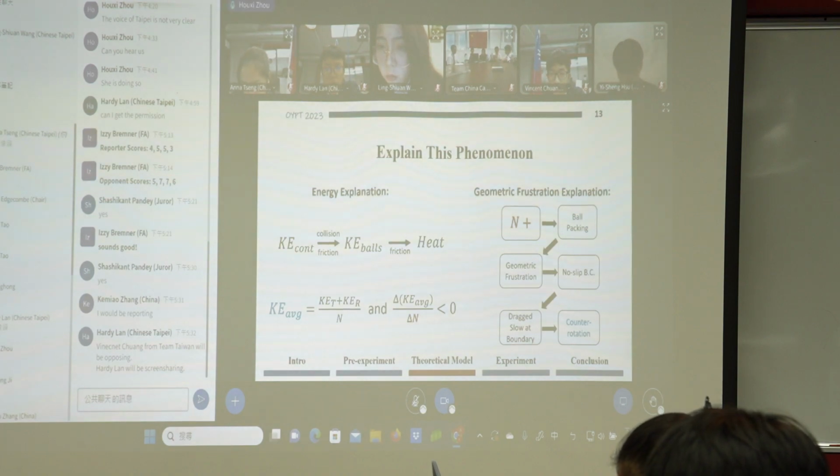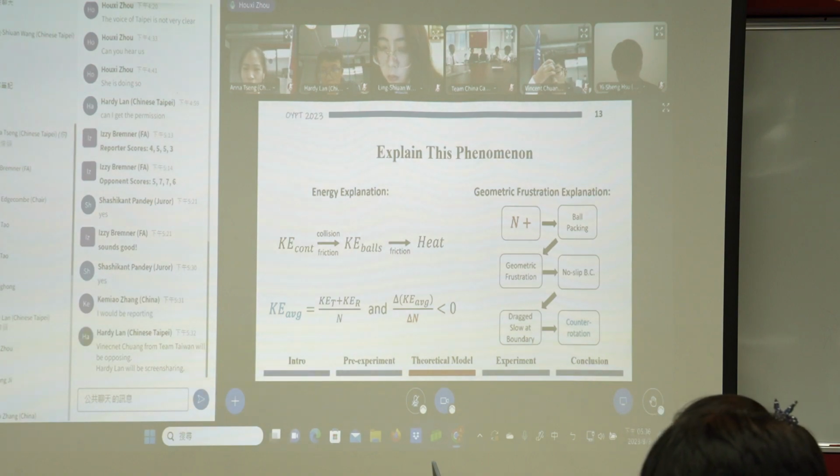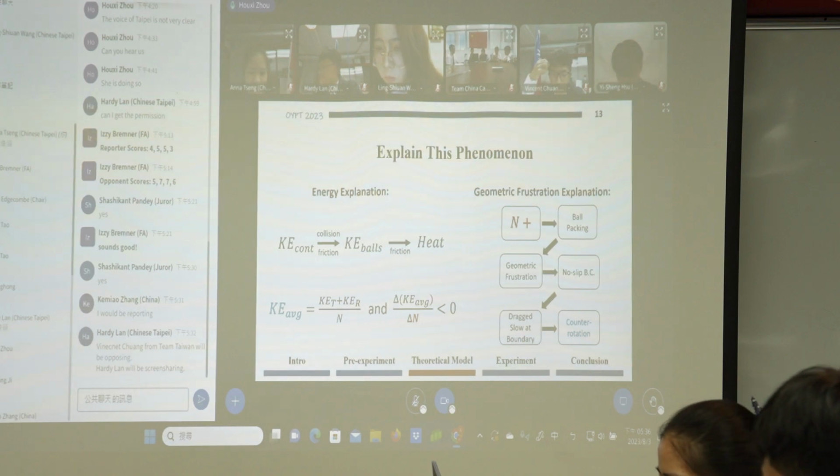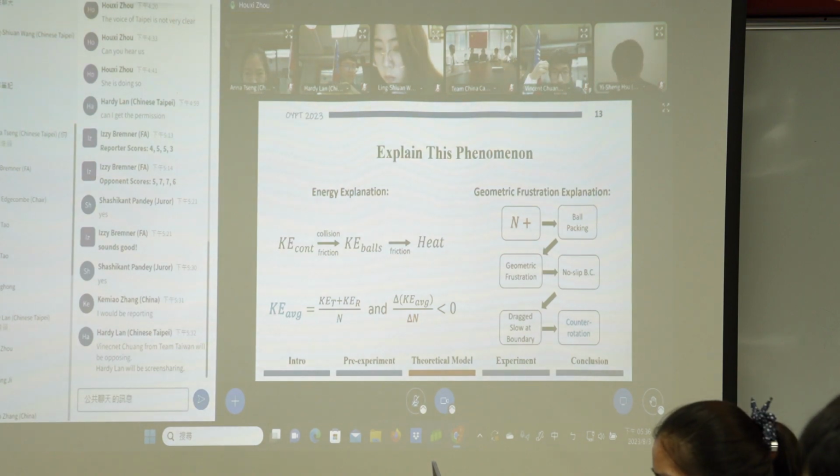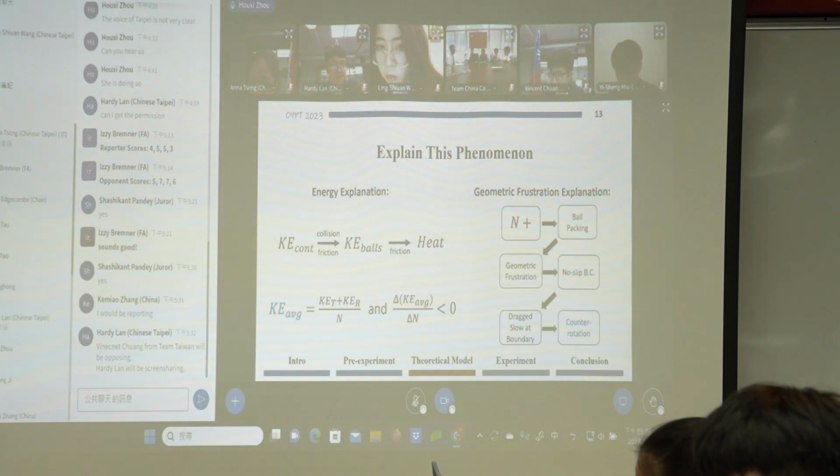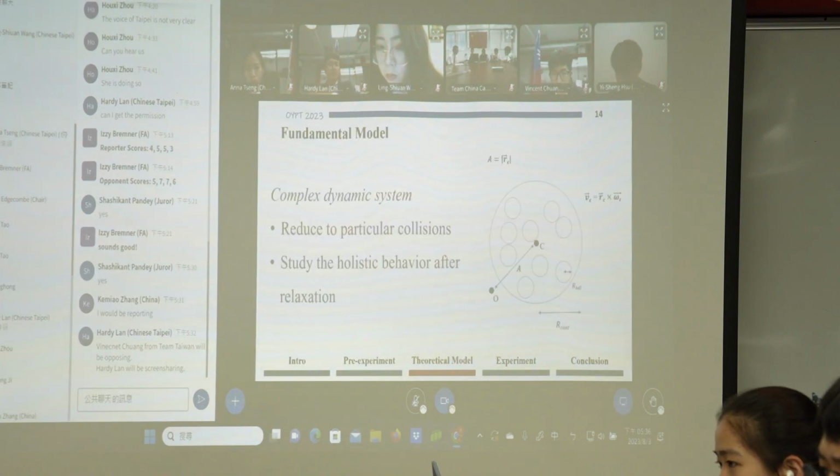And this can be analogized to geometric frustration, which is a concept in condensed matter physics, preventing single balls from rolling and spinning freely. The cluster of balls rolls like a rigid body on the container wall with a no-slip boundary condition, eventually leading to what we call counter-rotation.